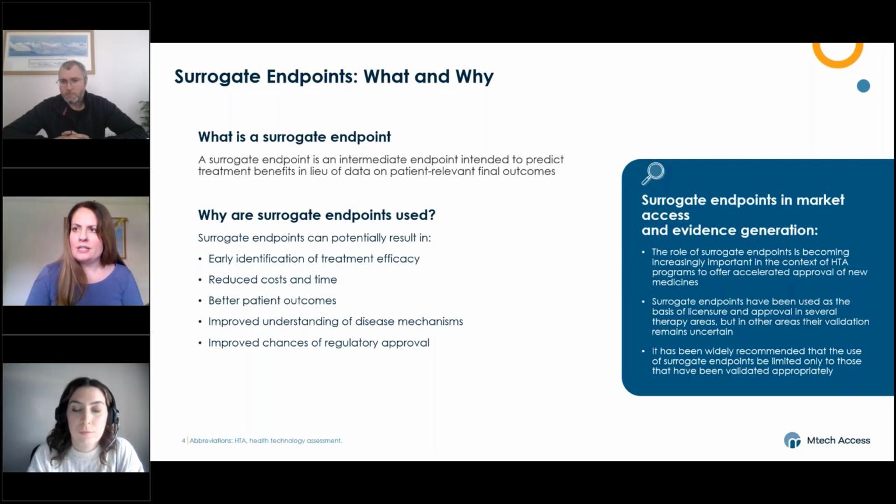Improved understanding of disease mechanisms. The study of surrogate endpoints can help improve our knowledge of the disease, which can lead to the development of new and hopefully more effective treatments. And improved chances of faster regulatory approval. Surrogate endpoints can provide evidence of treatment efficacy in a shorter period of time, which can help to accelerate the approval process and bring new treatments to patients more quickly. We will explore the use of surrogate endpoints in this webinar, including use in reimbursement decision-making.